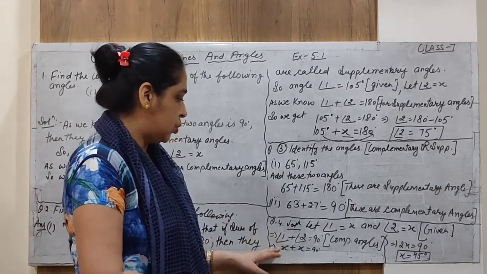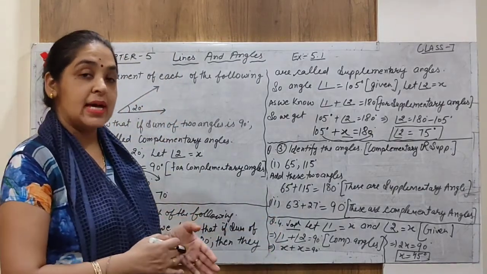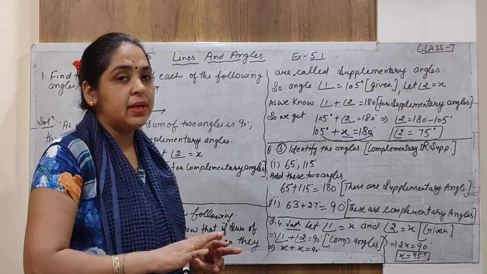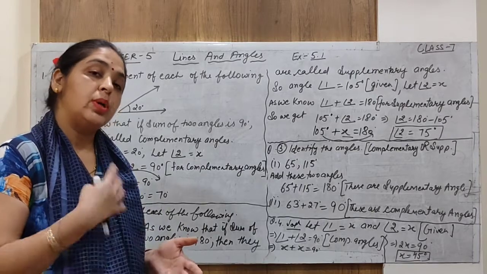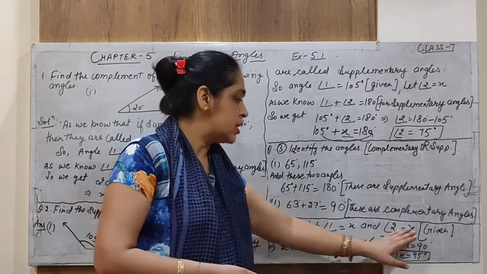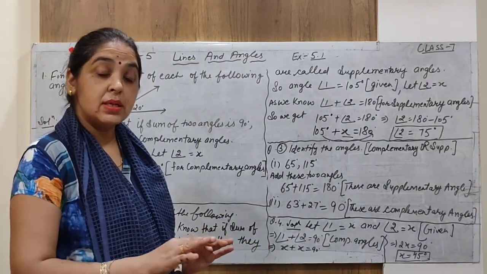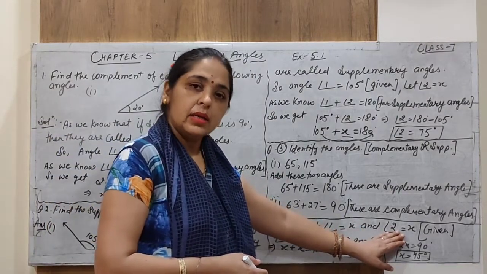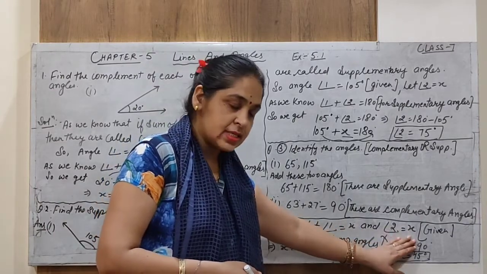What is the statement of the question? The question statement is, if two angles are equal, find the two equal angles if they are complementary. Now the complementary condition is given, and it is also given that the angles are equal. So what do we have to do? We must suppose angle 1 is x, angle 2 is also x. We suppose both angles as the same variable, because both angles are equal. So first angle is x, second angle is also x.